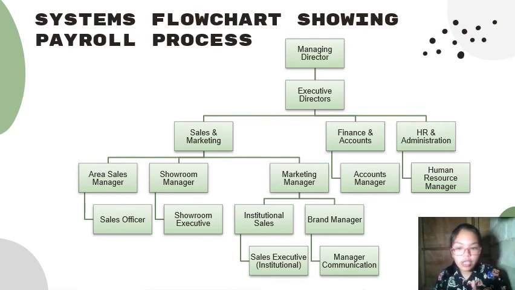Under the area sales manager, there is the sales officer, and the showroom manager has the showroom executive, and under the marketing manager are the institutional sales and brand manager. Under them were the sales executive for the institutional and manager communication for the brand manager. As you can see, this payroll system shows the admin section of the organization.